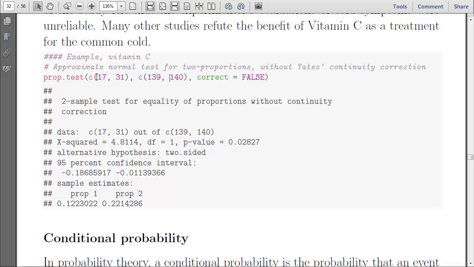So now we've combined the two groups. We've got 17 and 31 as the number of successes for the treatment and placebo group, and then we have their sample sizes as the second argument, and we run the result. We get the p-value that we saw earlier of 0.028 and the 95% confidence interval here. And these are the population estimates. Great. So that is everything you need to know for conducting this test.